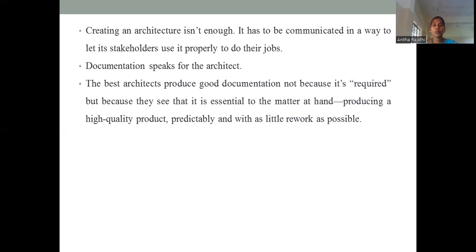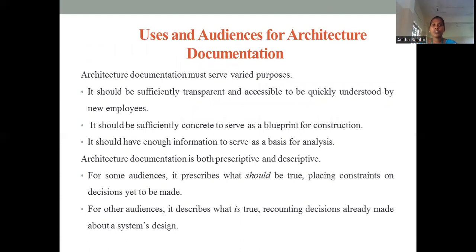Even if you put 1,000 words to explain the architecture, if the documentation is very simple, they can easily understand that particular architecture. By that they can understand the application as well. Okay, so the users and audience for the architecture documentation. As I told you, the architecture and its documentation can be used by some of the people, so that is what we are going to discuss now. It has various purposes.